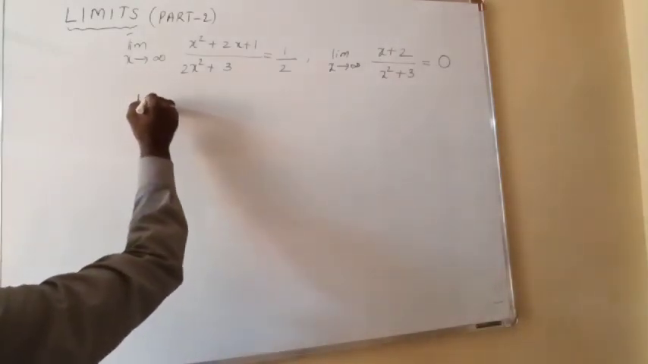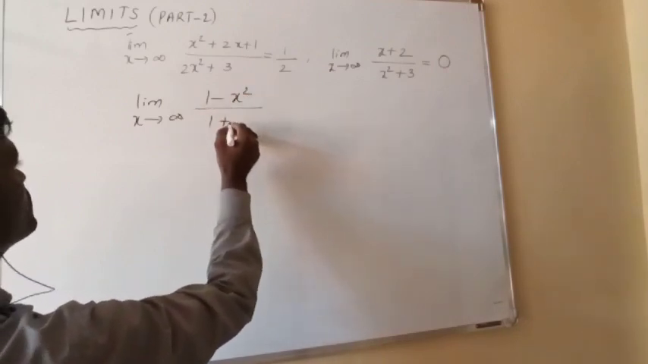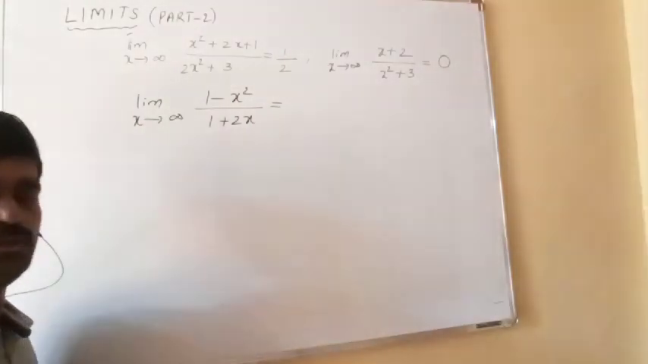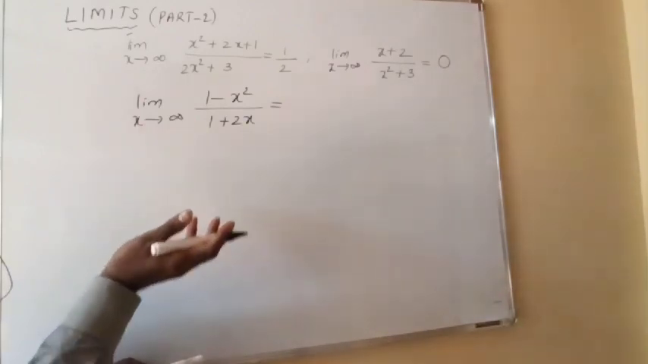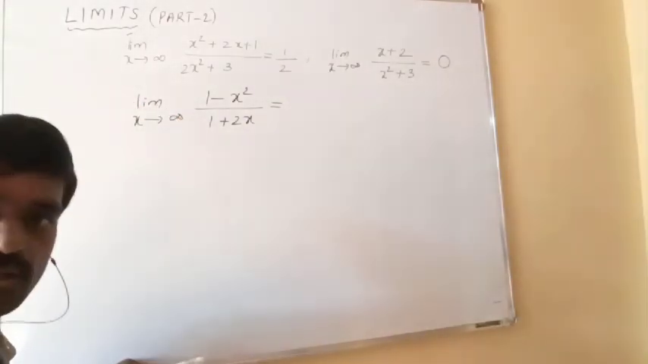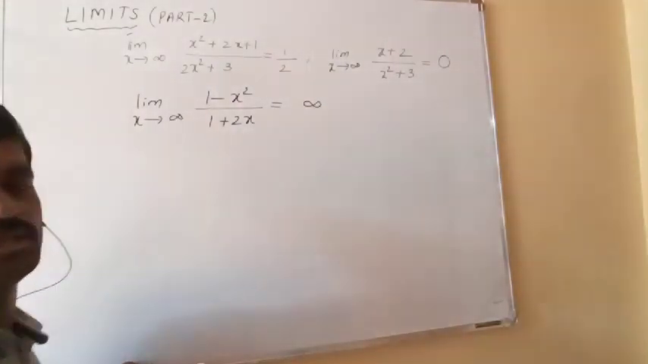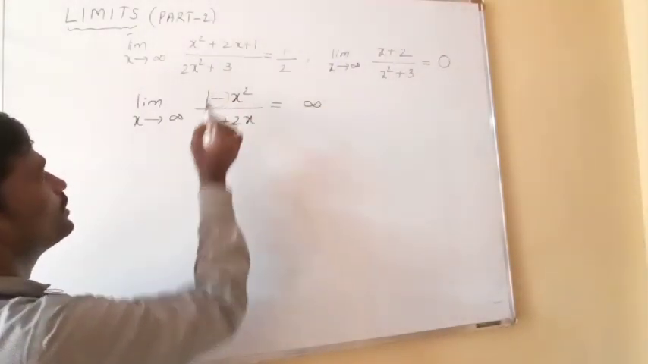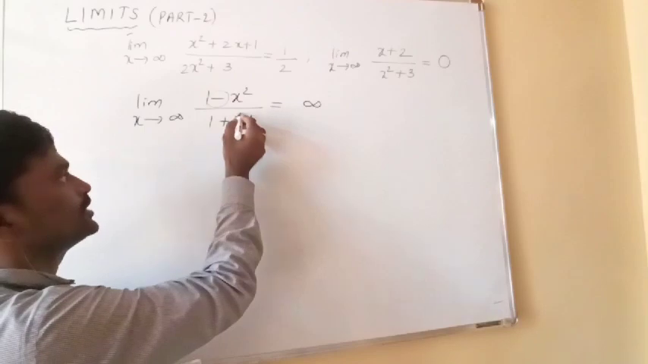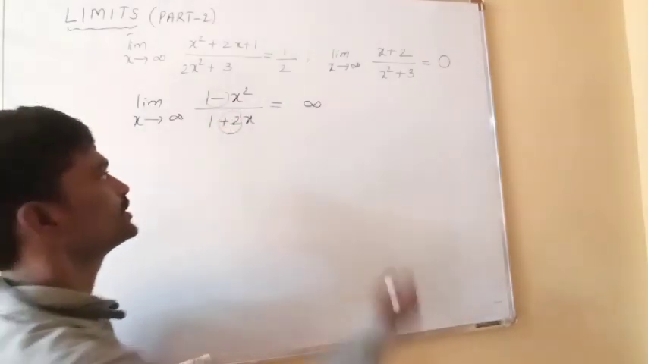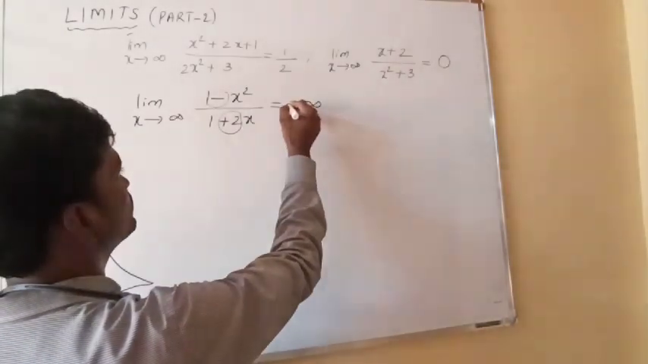Next. Limit x tends to infinity, 1 minus x square by 1 plus 2x. What will be the answer? Here numerator degree is more than denominator degree. So the numerator x values are more, so the numerator number of infinities is more. So the answer will be either plus infinity or minus infinity. But here which will we get, plus infinity or minus infinity? Check. Here the x square coefficient is negative. Highest x power is x square, so its coefficient is negative. Here the highest x power is x power 1 and its coefficient is plus. So opposite signs, so the answer is minus infinity. Same sign, plus infinity; opposite sign, minus infinity.